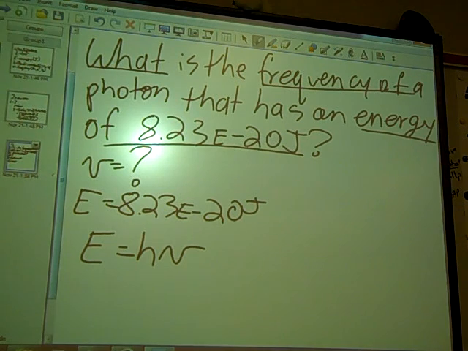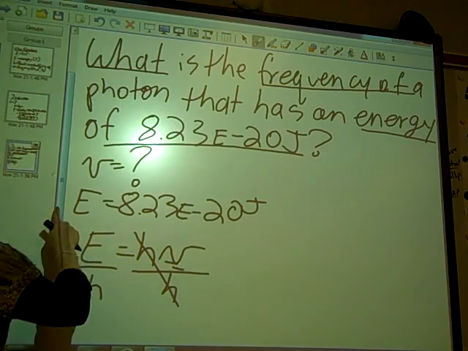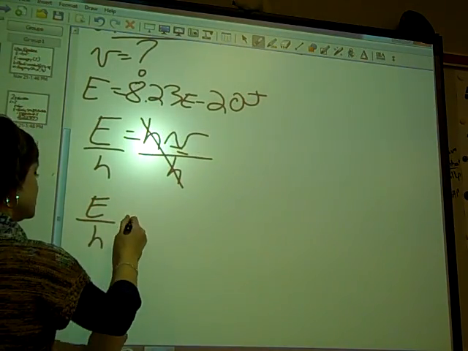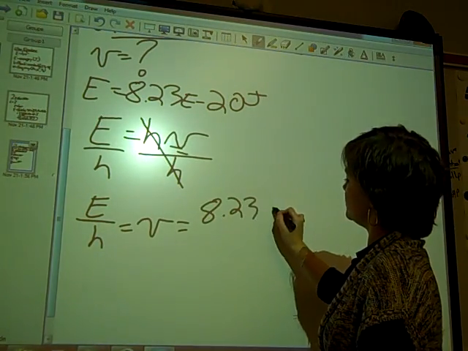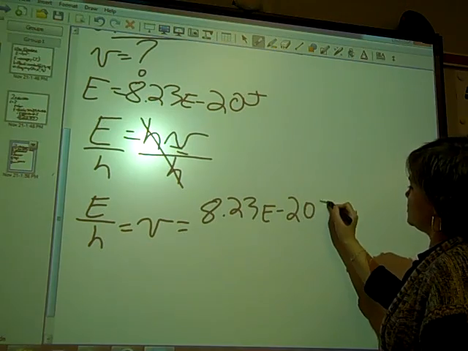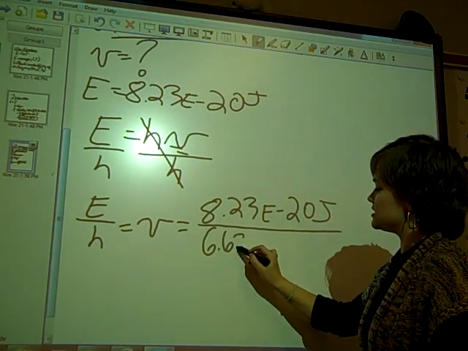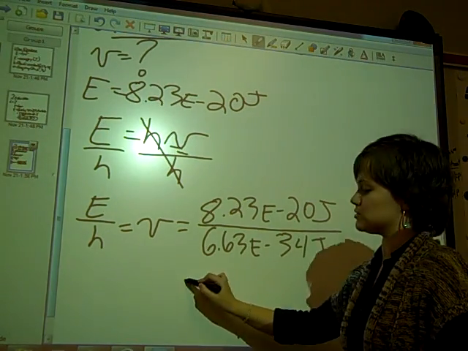This time I do need to rearrange it because I'm looking for the nu. It is not by itself on one side of the equal sign, so I've got some shifting to do. Divide both sides by h. Now I have E over h equals nu. And it's simply a matter of plugging in what I know. 8.23 times 10 to the negative 20th divided by 6.63 times 10 to the negative 34th joule seconds.